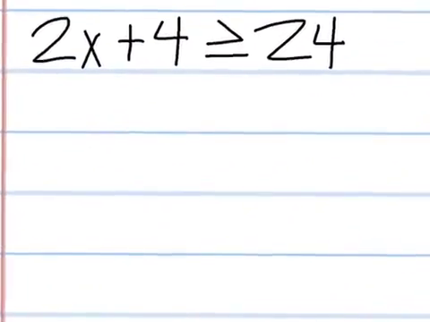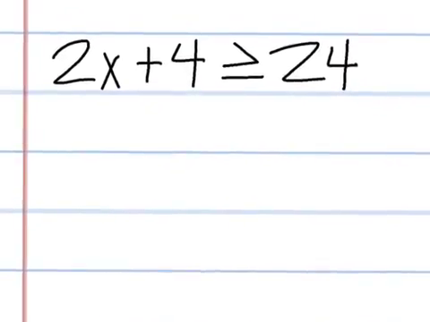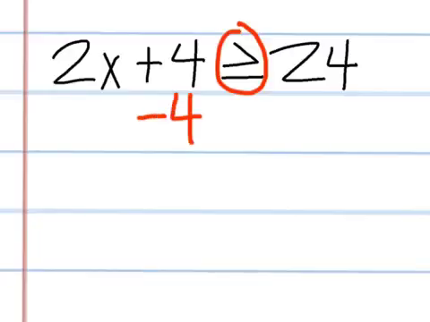For example 1, we have 2x plus 4 is greater than or equal to 24. We're going to treat this inequality like an equal sign. We want our x by itself. So first, what do we want to get rid of? The 4. And how do we get rid of the 4? Minus 4. Do the opposite of what it is. Subtract 4 from both sides.